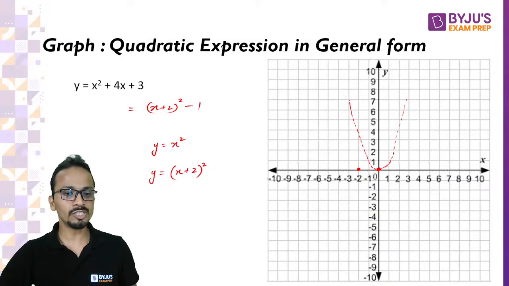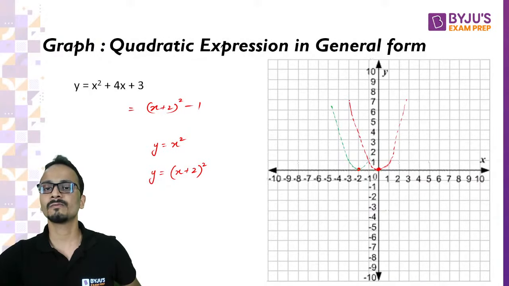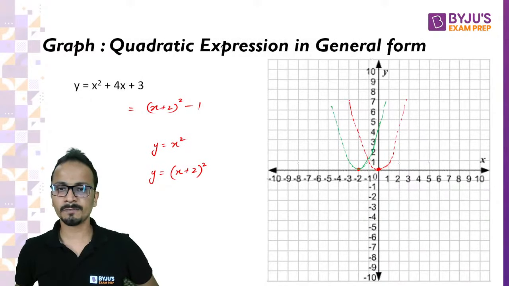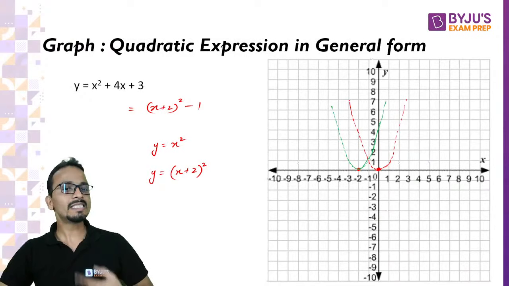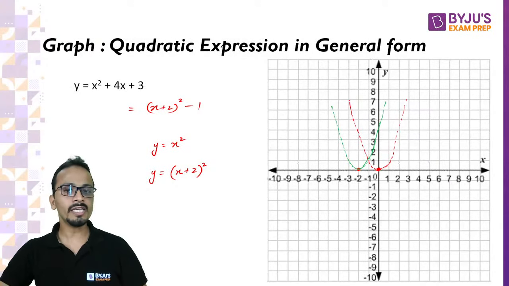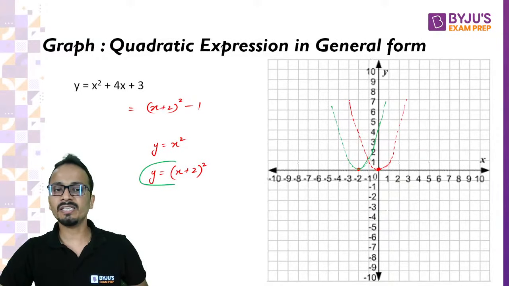Let me draw the new graph with a green color. The new graph will be something like this. All of you can visualize this green curve. This will be the new graph. All right, fine. Now let's take one more step ahead. Now I already have the graph of y equal to x plus 2 whole square with the green color.